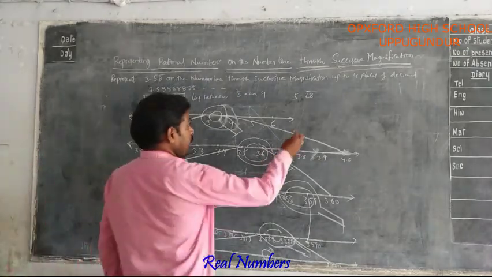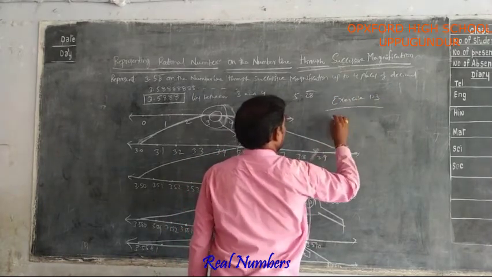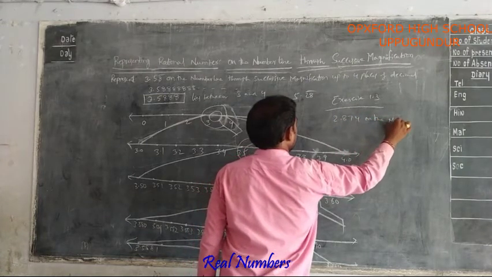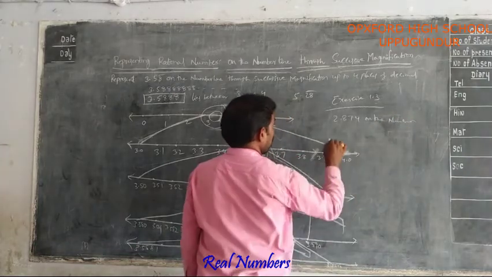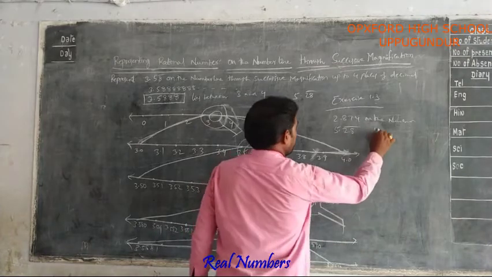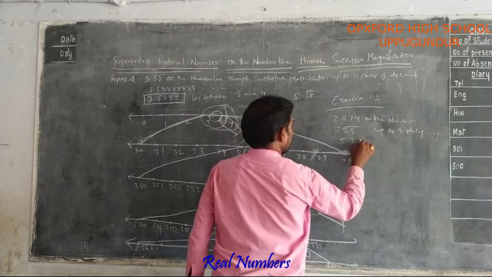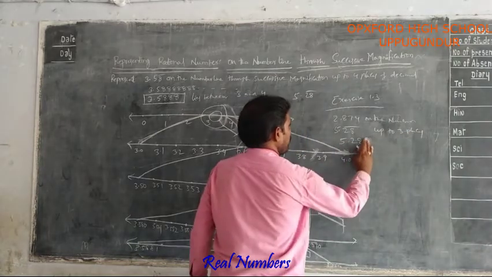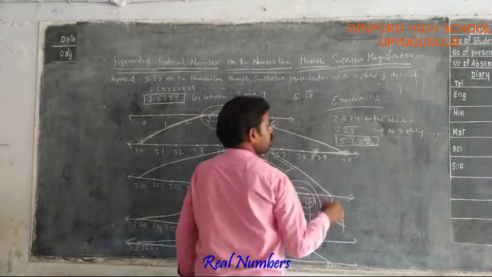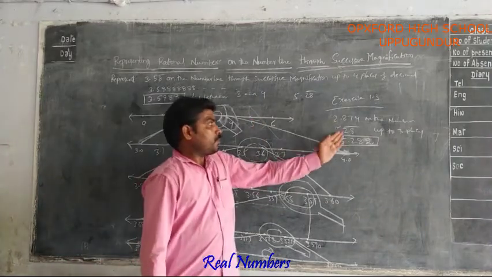In exercise 1.3, they give: visualize 2.874 on the number line through successive magnification, and 5.28 bar on the number line through successive magnification up to 3 places of decimals. 3 places of decimal means you have to draw this up to 5.282. This is the third place. Up to this you have to represent this number on the number line through successive magnification. So these two problems you have to do.